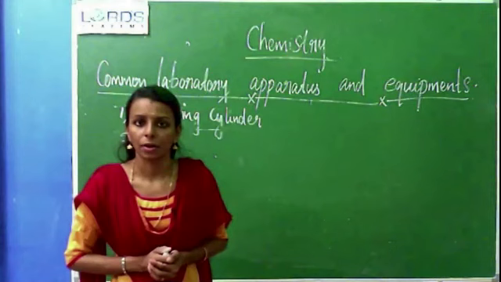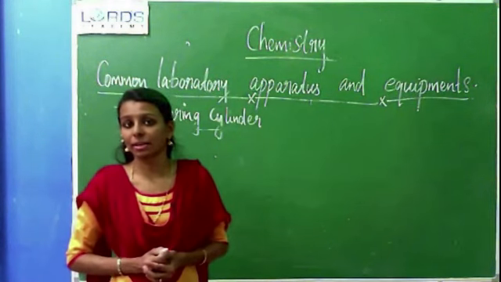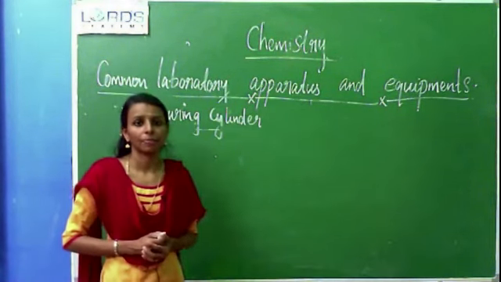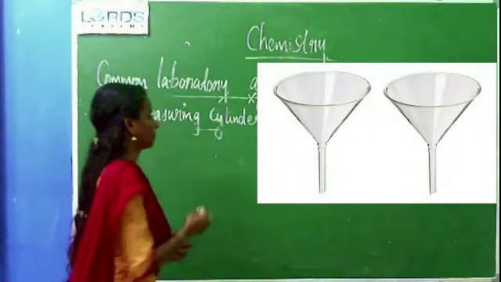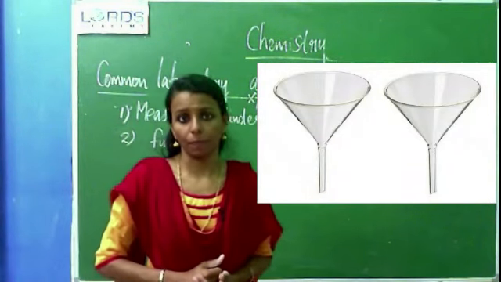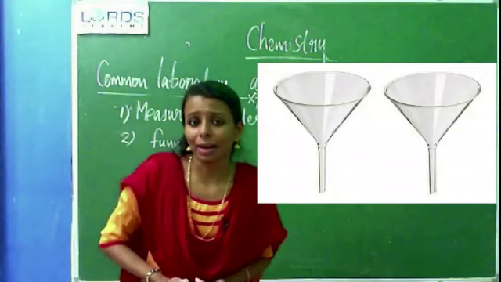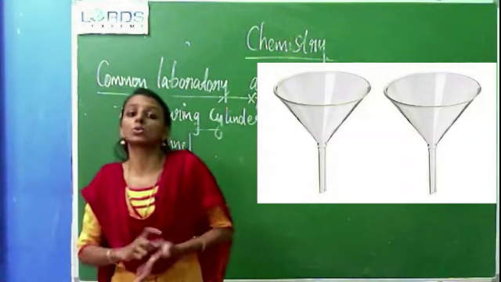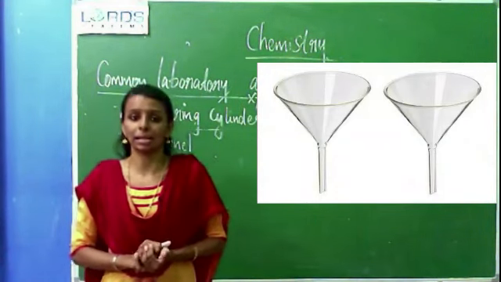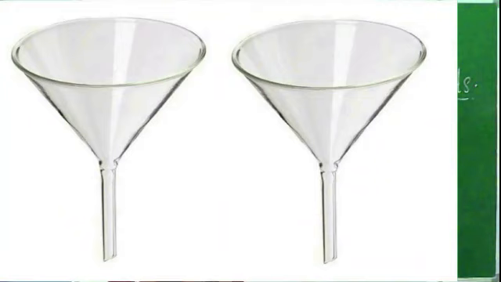What is this? You already know the name of this apparatus. What is that? Yes, funnel. This apparatus is funnel. What is the use of the funnel? Funnel is used to transfer the liquids or pour the chemicals. It is made up of plastic or glass. Look at the picture, this is funnel.